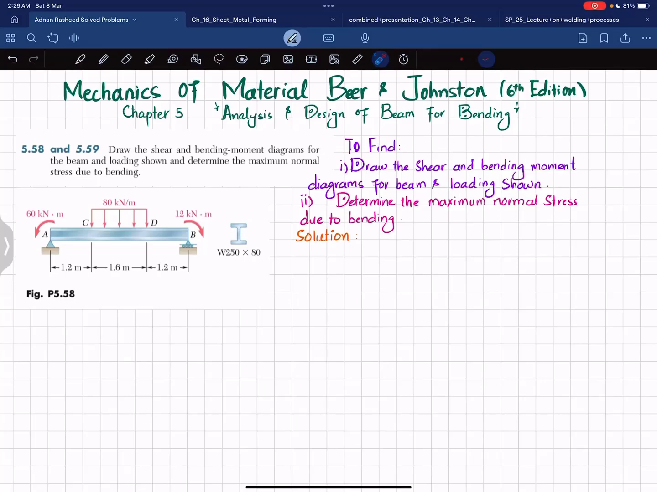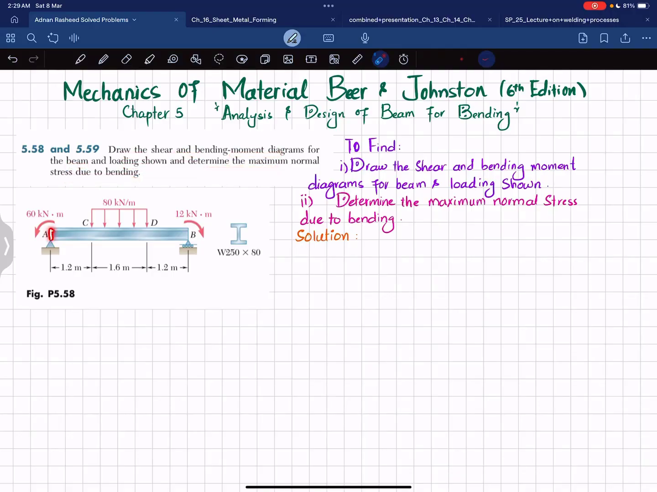Welcome back. In this video, we are going to solve problem 5.58 that is taken from chapter number 5, Analysis and Design of Beam for Bending, and the book name is Mechanics of Materials by Beer Johnston, 6th edition. The statement is: draw the shear and bending moment diagram for the beam and loading shown and determine the maximum normal stress due to bending.